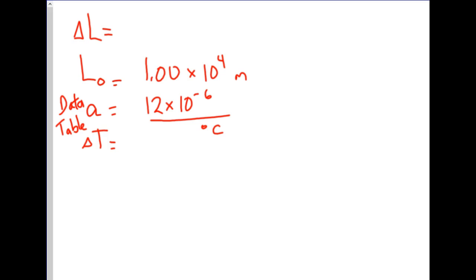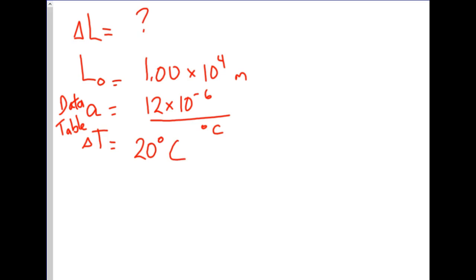It says that the steel track changes temperature from 18 degrees Celsius to 30 degrees Celsius. So this is basically a hot summer day. What is the change in temperature? Change in temperature is 20 degrees Celsius. Is it going up 20 degrees or going down 20 degrees? Up. Okay.